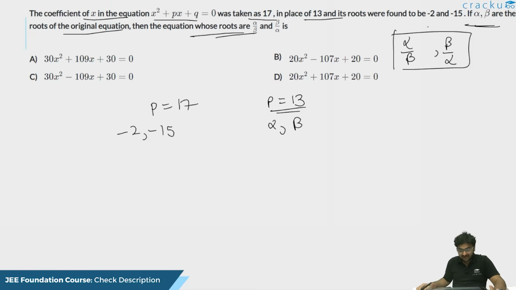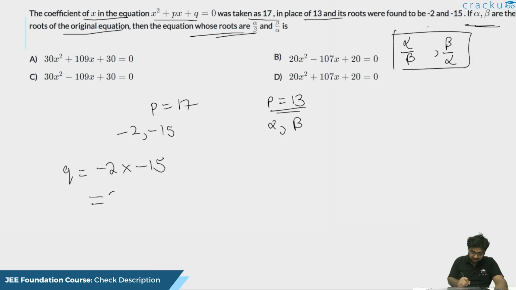So see, even if the coefficient of x was written wrong, the constant term q remains the same. And what is q? So q will be equal to what? The product of the roots, which will be minus 2 into minus 15. So which will be equal to 30. So we got P equal to 13 and Q equal to 30 of the original equation.